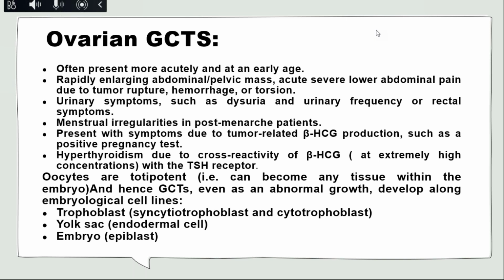These are a few points mentioned in the talk: oocytes are totipotent cells that can become any tissue within the embryo, so germ cell tumors can grow from any of the three types of cell: the trophoblast, yolk sac, or embryo.